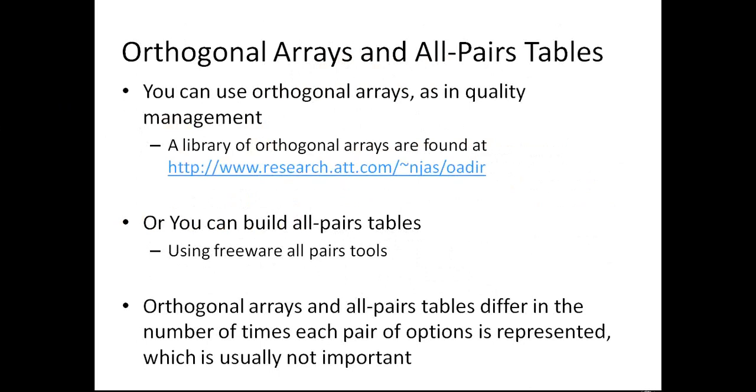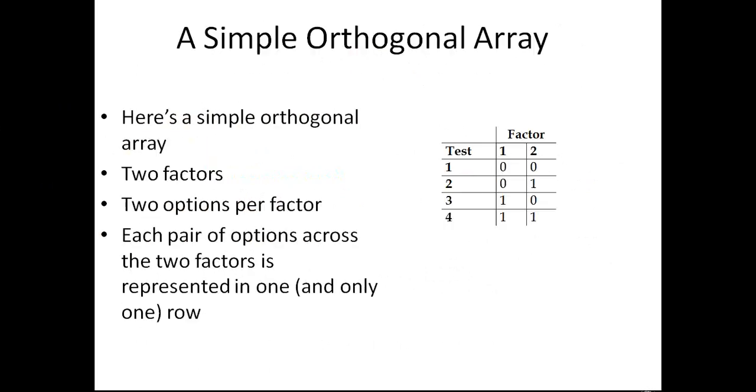And if we don't want to use orthogonal arrays, there are a lot of tools that we can use which can create all these pairs, and pair testing is equivalent to orthogonal arrays as well. The only difference between orthogonal arrays and all pair is the number of times each pair of options is represented, which is usually not important. So from a technique point of view, either we use pre-existing orthogonal arrays for our software testing, or we start creating all pair tables using tools which are free of cost, and there are a lot of tools available on the net as well.